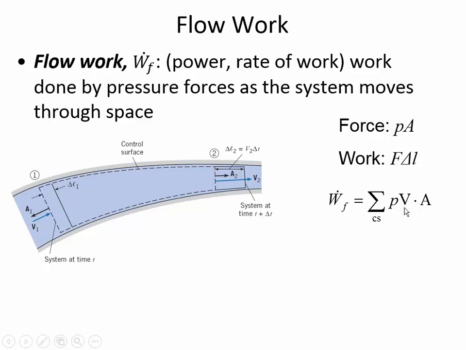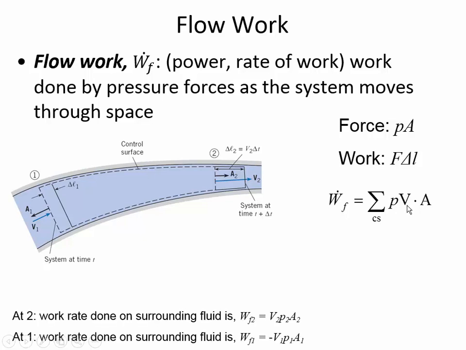Now, we can account for the flow of work through a control surface by looking at the sum of all of the pressure times the velocity times the area. And the water that's on the inside of the control surface is having work done to it as it flows.